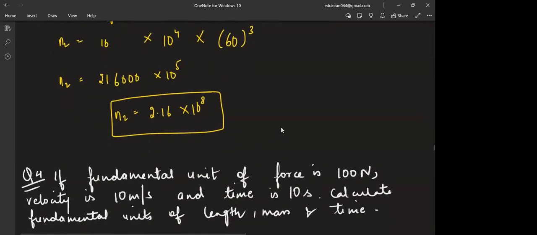Just attempt this now. So new SI unit system is here also. Fundamental unit of force is now different. It's not 1 newton this time, a new system is given. Last question for today and for this lesson as well.